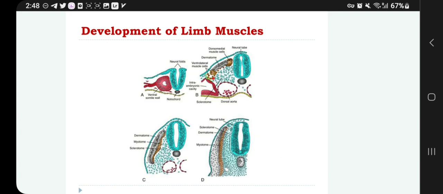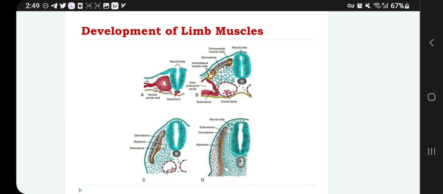Some muscles derive from the cells that emigrate to the lateral plate mesoderm. We say the abaxial muscle, abaxial region, and the muscles of the dorsomedial, the cells that stay here, we say the paraxial. The paraxial means near to the axis. Abaxial means far from the axis.